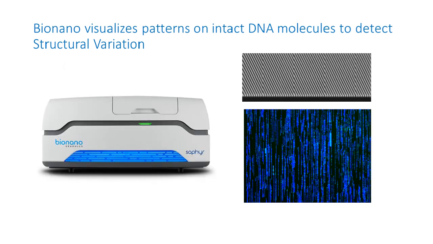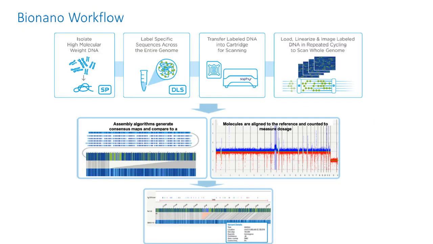And our microscope is called Saphyr, and it automates the electrophoresis of the molecules and the imaging. So let me walk you through our workflow quickly. First, you isolate high molecular weight DNA. We need megabase-sized molecules, so our input material is actually cells, blood, bone marrow aspirates, or solid tissue. And we label a specific sequence motif throughout the genome. It's a single enzymatic reaction, so there are no specific probes. And we stain the backbone with an intercalating dye.